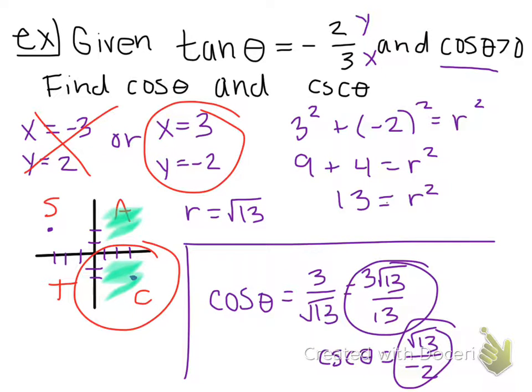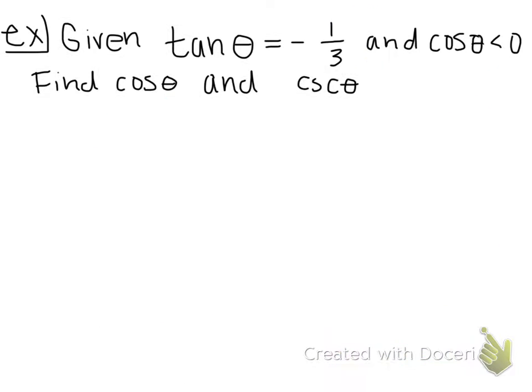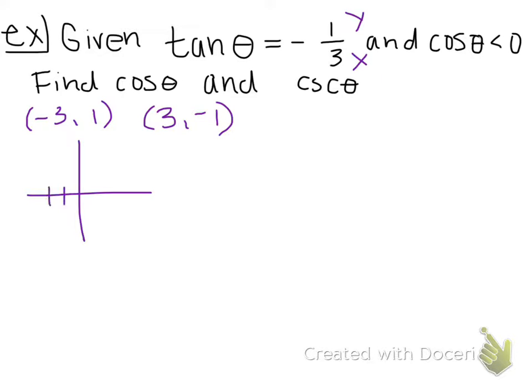Let's try another one. So given tangent of theta is equal to negative 1 over 3, and now we're looking for where cosine is less than 0. So again, this is y and this is x. So either my coordinate is negative 3, 1, or the coordinate is 3, negative 1. So we're either in quadrant 2 or we're in quadrant 4.